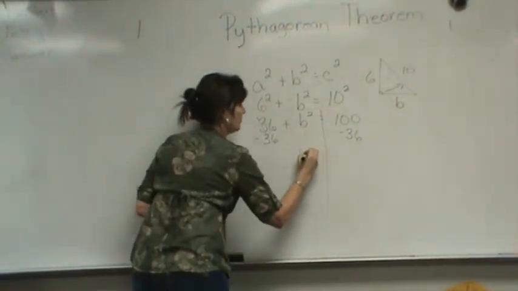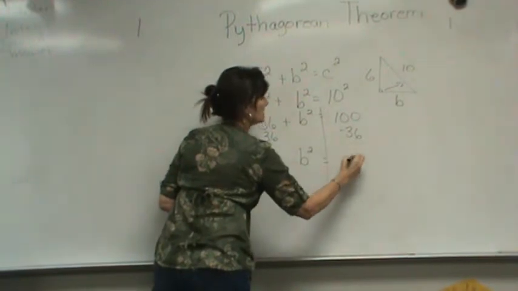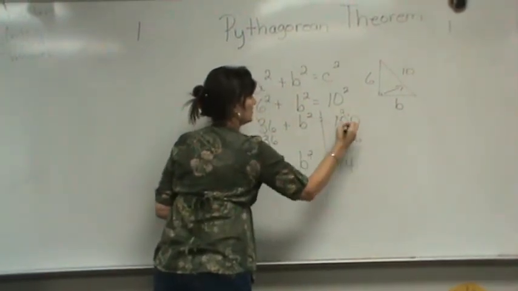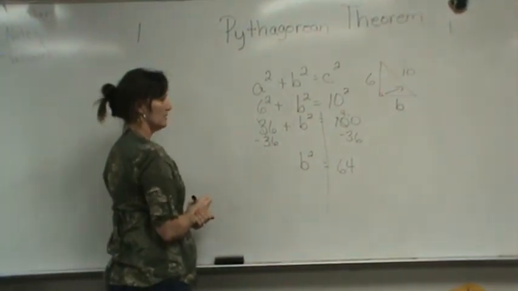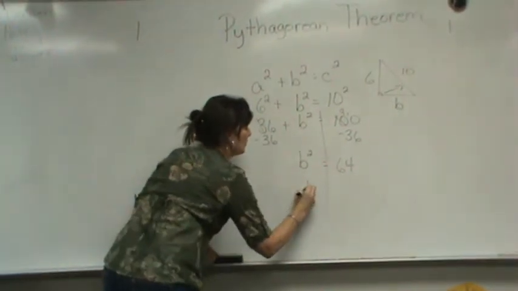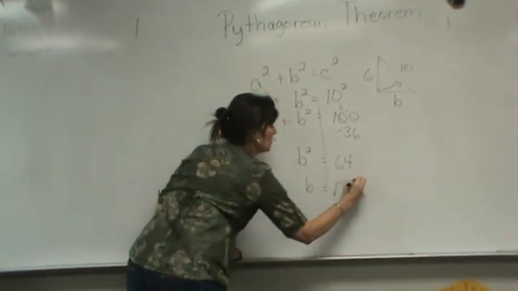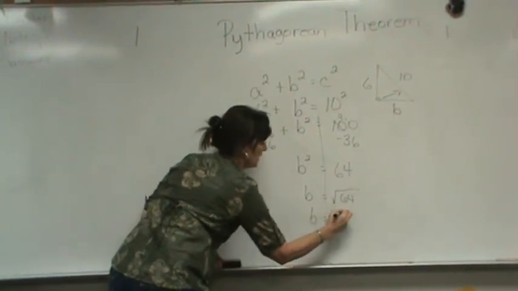I still have B squared. When I go through and I subtract, let me do this to show you. B squared equals 64. I don't want a B squared, so I want B equal square root of 64, B equal 8.